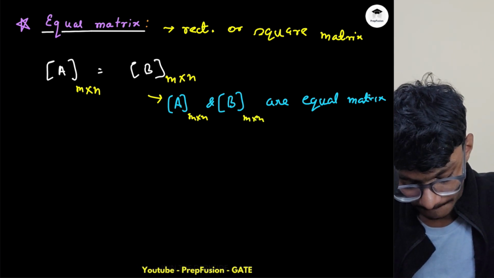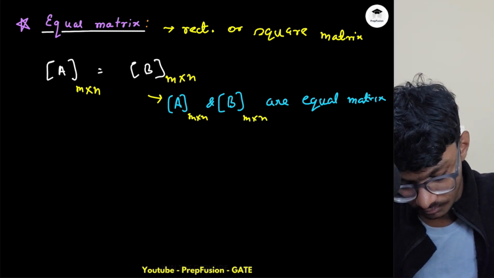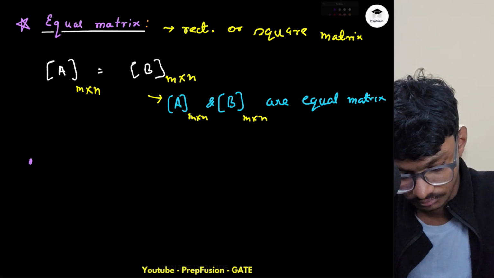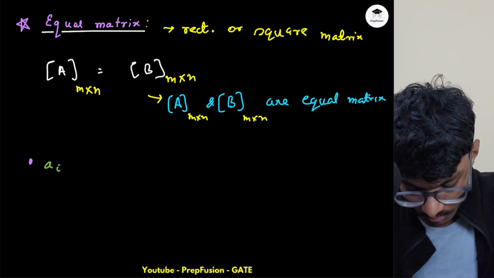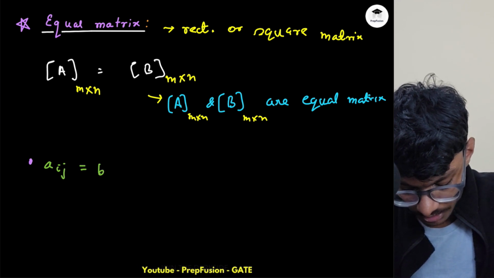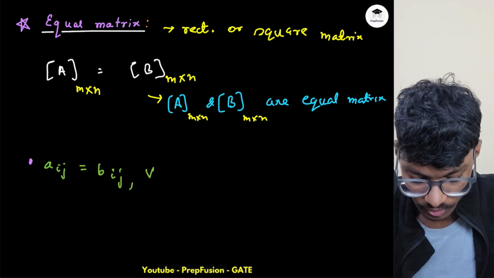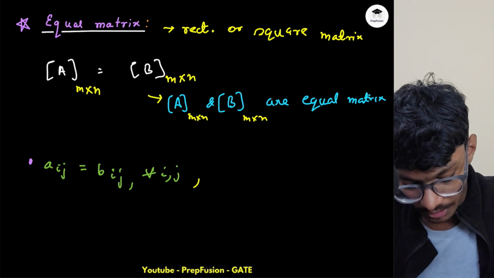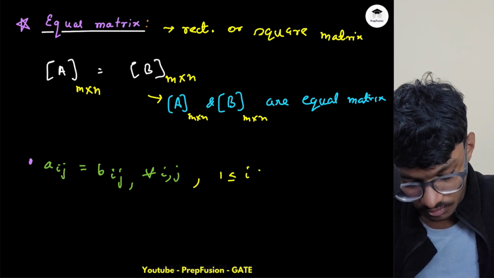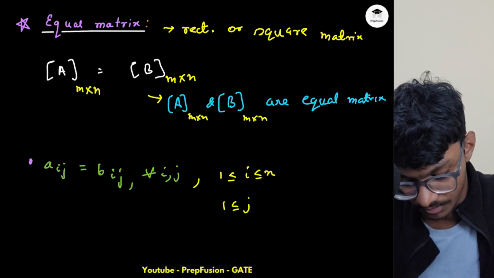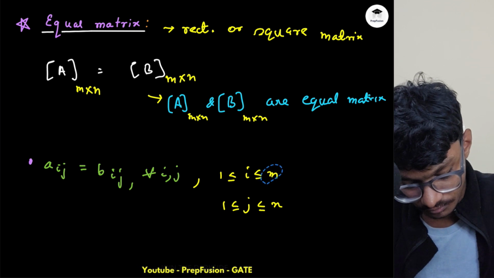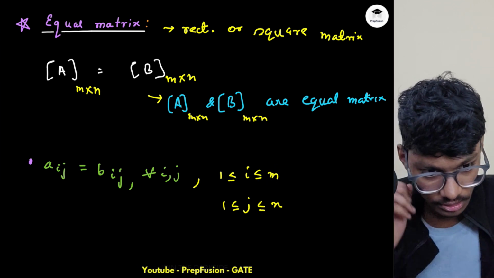So basically, Aij will be equal to Bij for all i comma j. Okay, and i is varying from 1 to n, and j is also varying from, so not 1 to n, this will be m actually. I'll change it. So this is about A comma B.